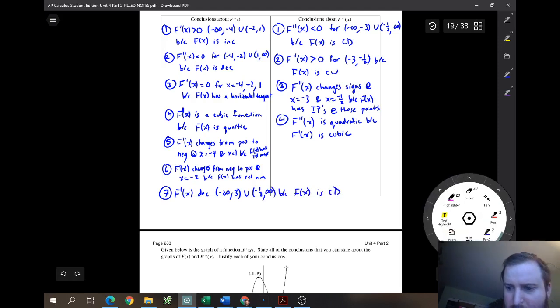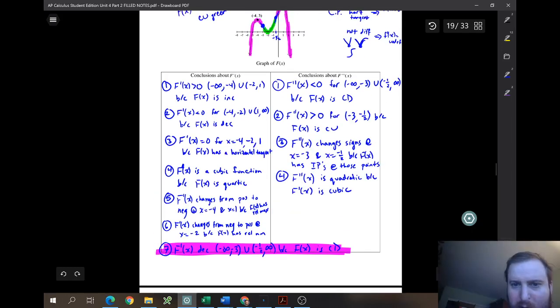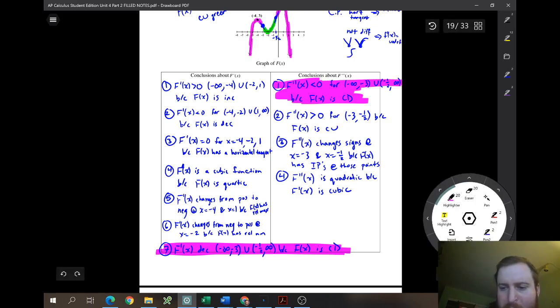What I want to highlight here is our purple section on the graph, which is that item 1. Those are basically saying the same thing. All three of those are really almost like synonyms. When F is concave down, that means that F double prime is negative, and that means that F prime is decreasing. All three of those work together.